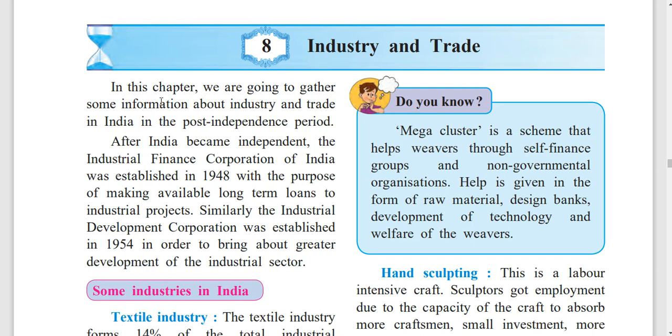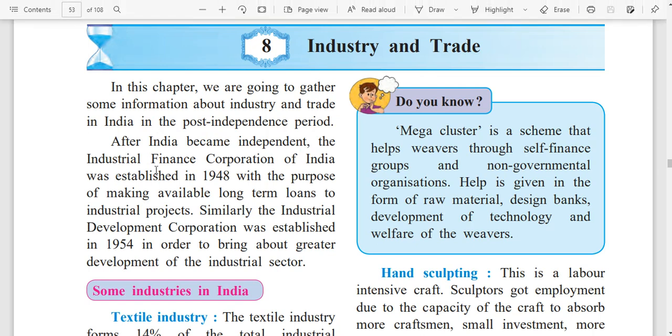So let's start. In this chapter we are going to gather some information about industry and trade in India in the post-independence period. After India became independent, the Industrial Finance Corporation of India was established in 1948 with the purpose of making available long-term loans to industrial projects. Similarly, the Industrial Development Corporation was established in 1954 in order to bring about greater development of the industrial sector.